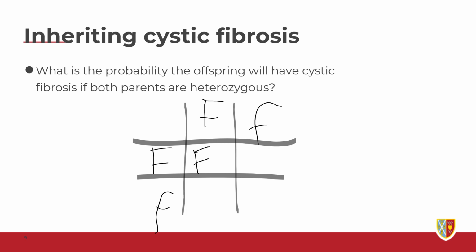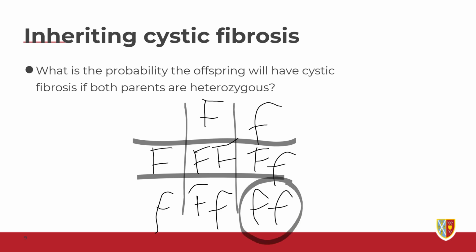We're going to get one box in the middle here with capital F, capital F. We're going to get two boxes that both have capital F's but then also have little f's, and we're going to have one box in the bottom corner that has little f, little f. So if we circle this one here, it might be nicer to use a different color, but we can see it there. That one there has cystic fibrosis, so the probability was 25%. Okay, 25% for cystic fibrosis.